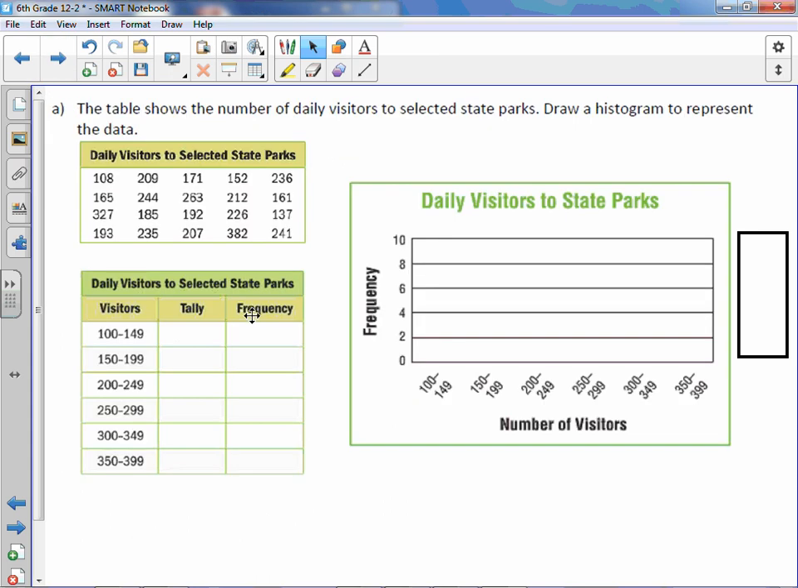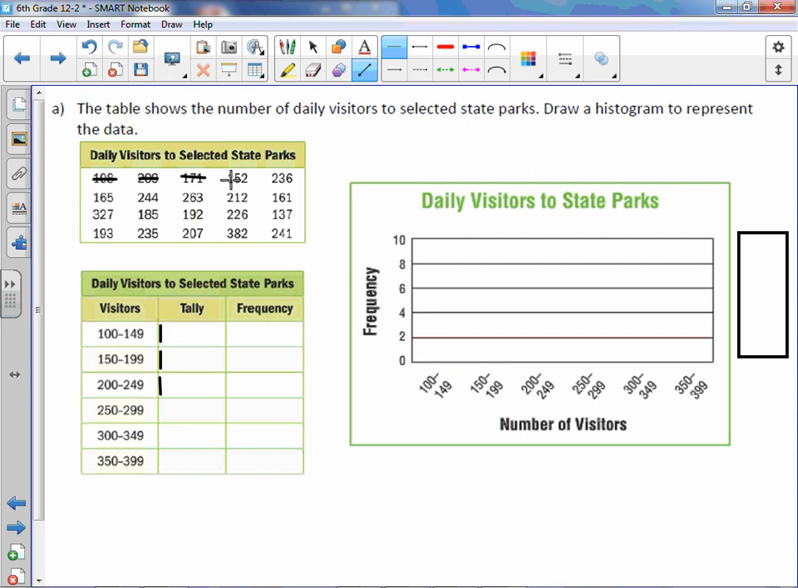Now let's go ahead and construct a histogram. The table shows the number of daily visitors to selected state parks. Draw a histogram to represent the data. So here we have our daily visitors, and our intervals are already made for us, so we're going to start with tallies. I have 108, which is here. 209 falls here in this interval.